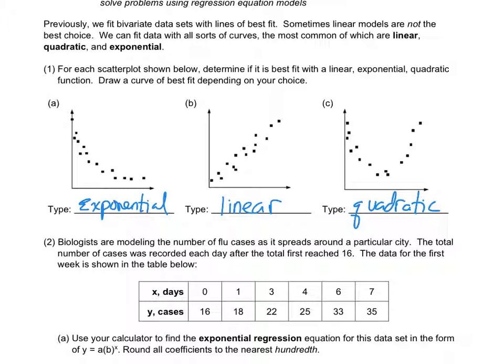Context is going to dictate the situation, all right? Biologists are modeling the number of flu cases as it spreads around a particular city. The total number of cases was recorded each day after the total reached 16. All right. The data for the first week is shown in the table below.